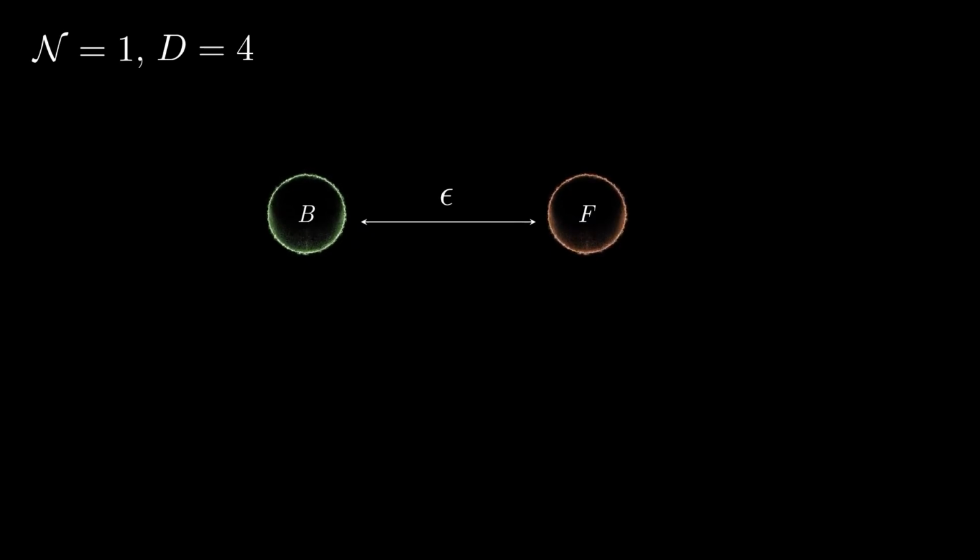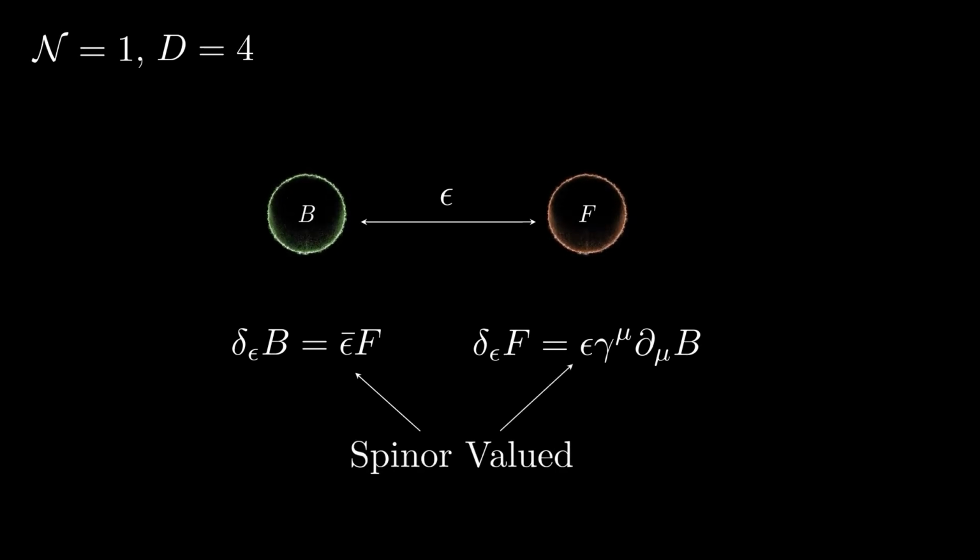By varying the bosonic field with respect to this parameter, we get the fermionic field, and by varying the fermionic field, we get something that is proportional to a translation in the bosonic field. It should be noted that epsilon is a spinor-valued function, so as to conserve the spin or helicity of the fields.